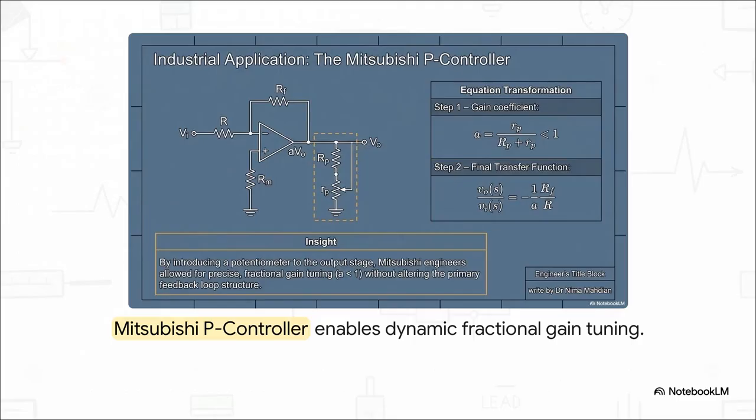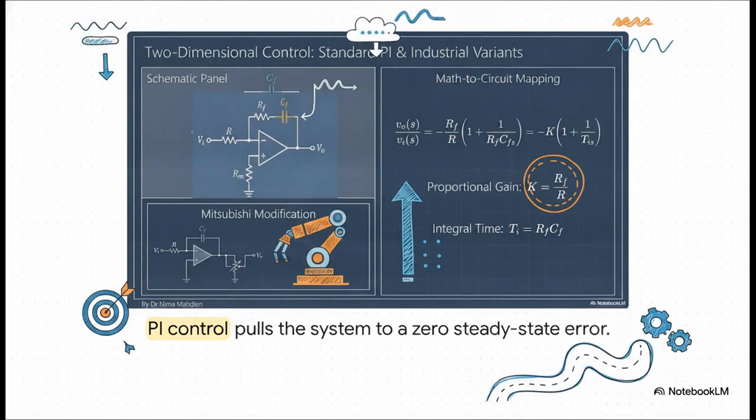Simple as that. But what happens when you actually need dynamic tuning out in the field in a real industrial environment? Well, check out the Mitsubishi P controller. By introducing a potentiometer, which you see represented by resistors RP and RP at the output stage, Mitsubishi engineers came up with a brilliant solution. It allowed for precise fractional gain tuning, where that coefficient A is less than 1. This basically lets operators tweak the gain on the fly without ever altering the primary feedback loop structure, which means no risking sudden instability.